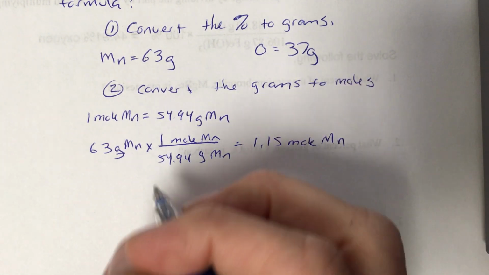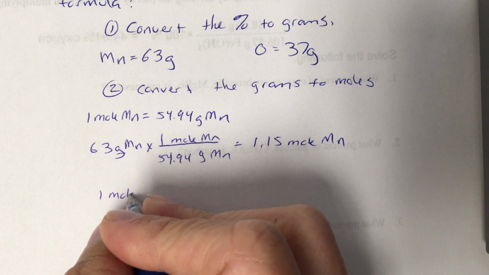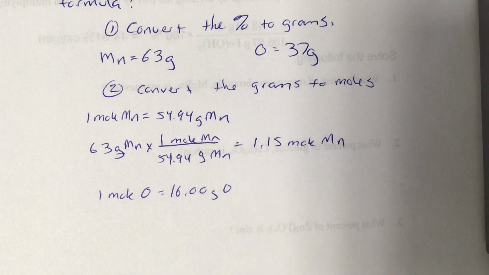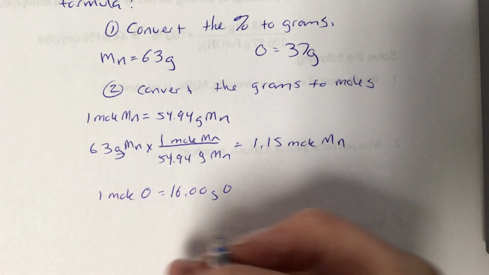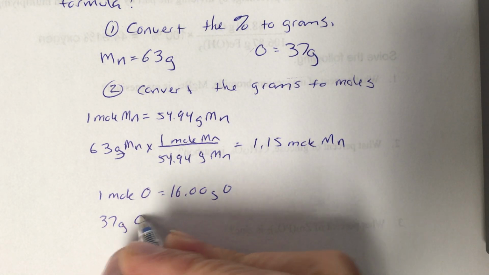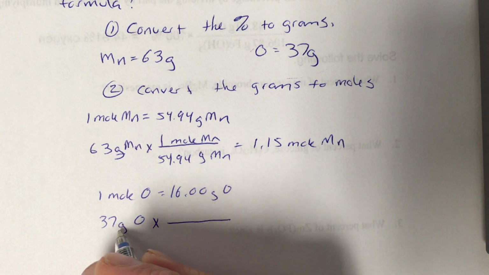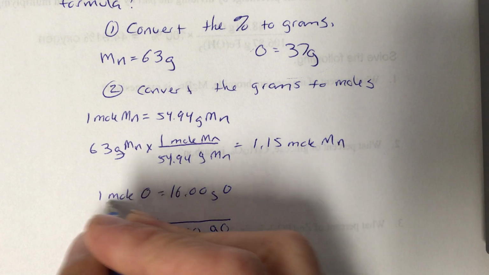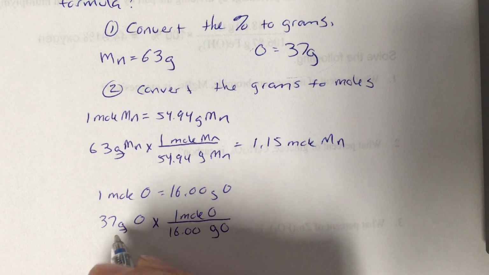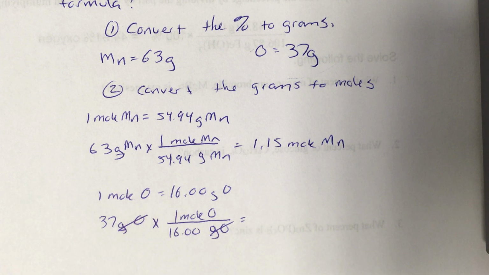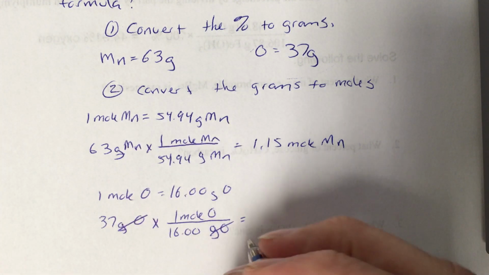Now we'll do the same thing for the oxygen. Again, going to our periodic table, 1 mole of oxygen is 16.00 grams of oxygen. And again, this is just the mass off the periodic table. Again, we start with our given number, our 37 grams, times our conversion factor. Because we have grams there, we got to put grams on the bottom. The 1 mole goes on top. This makes the grams of oxygen cancel out. Again, this number that's not 1 is on the bottom, so we divide by it. 37 divided by 16 is 2.31.